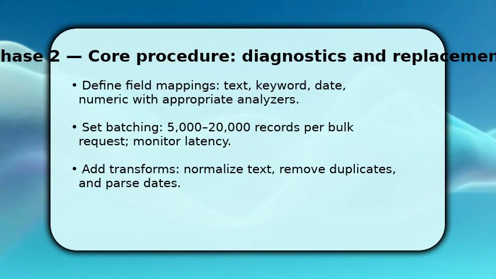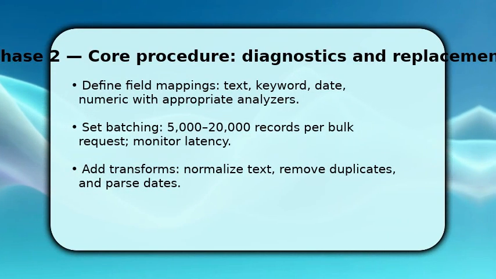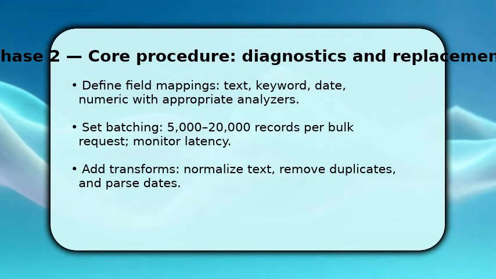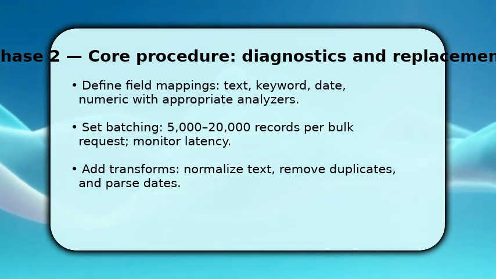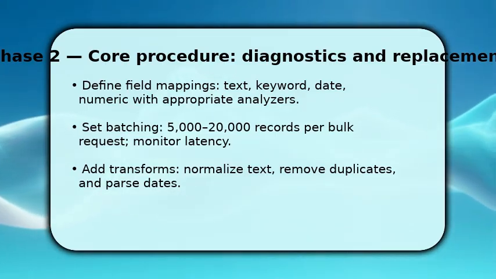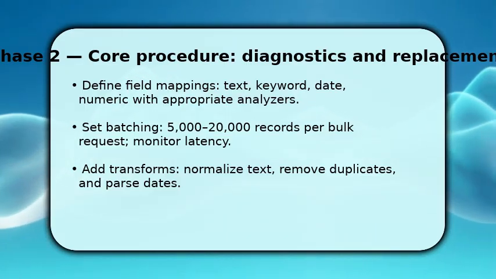You must define field types, text, keyword, date, numeric, and choose analyzers for search behavior, because improper mapping leads to poor results. Next, set bulk batch sizes between 5,000 and 20,000 records and watch latency metrics while you ramp up. Also add transforms to normalize casing, strip stop words, remove duplicates, and parse date.